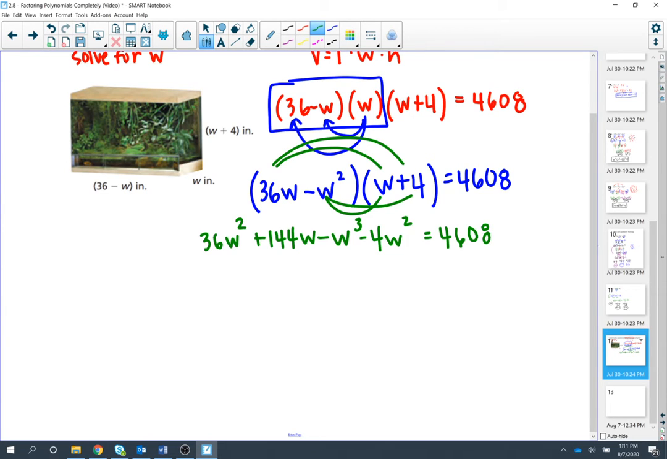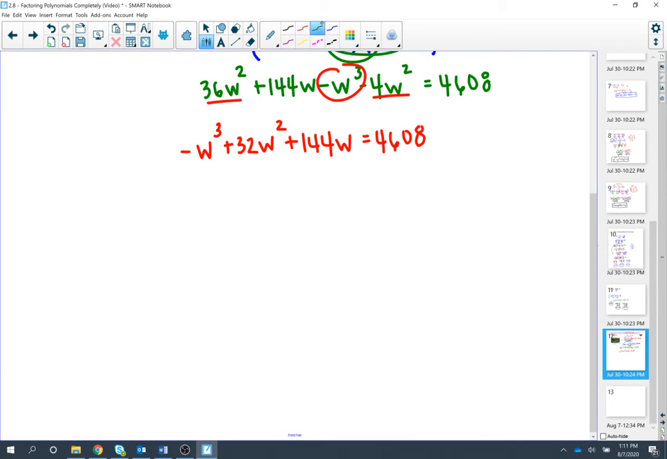4608. Okay, at this point, I'm going to do a couple things. First of all, I'm going to write this thing in standard form. Second of all, I'm going to combine like terms. So I've got a negative W cubed. Then I'm going to combine 36W squared minus a 4W squared. So plus 32W squared. And then I have a positive 144W equals 4608. Now we finally have that in standard form, so let's get it equal to 0.